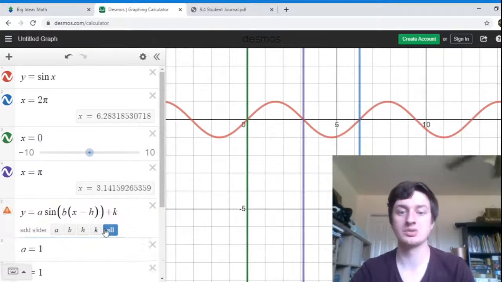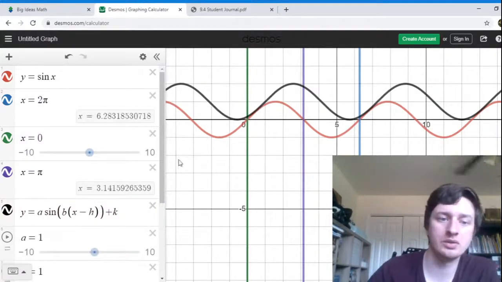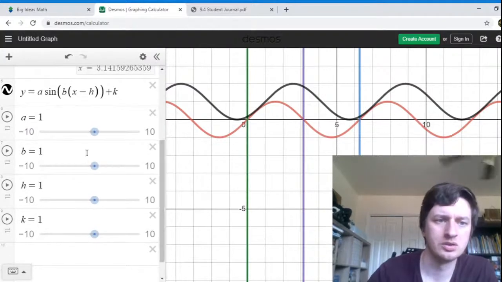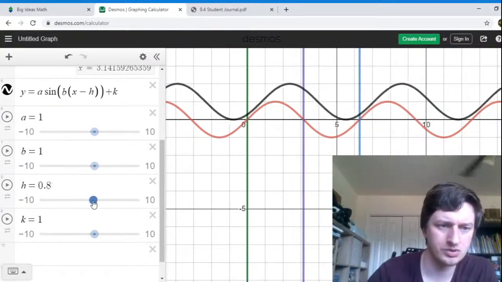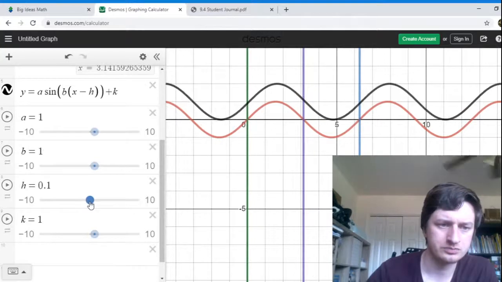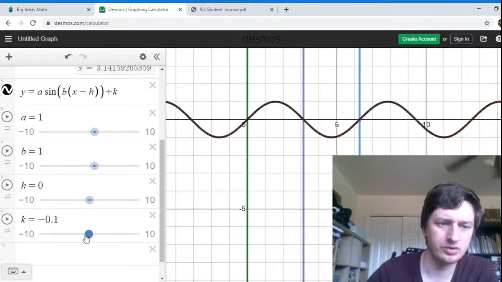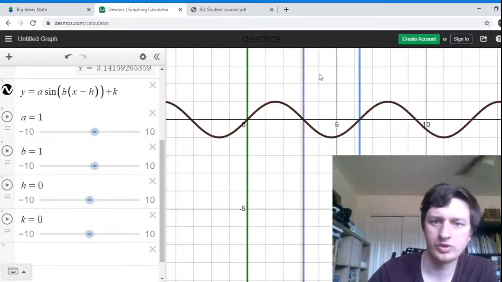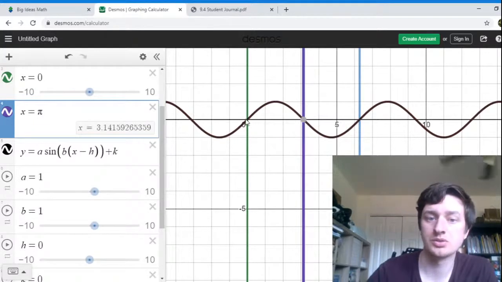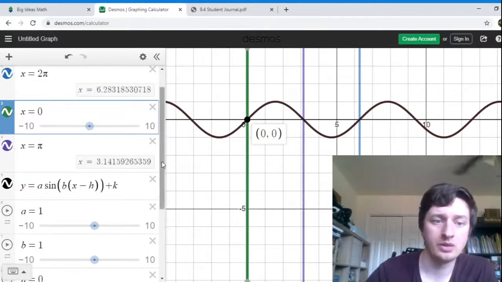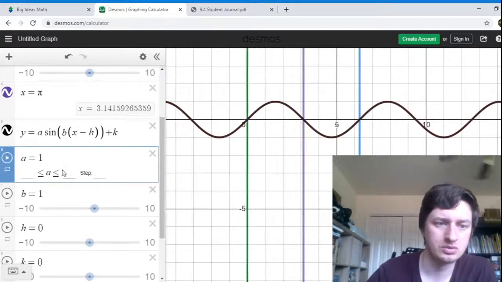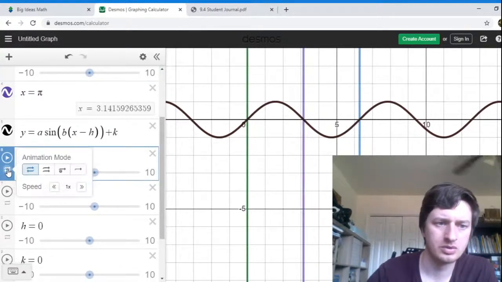And when I graph this thing, it doesn't like it. And then we can make those into sliders. And now here's my sine wave, and these all start at 1, so it's not super useful. A should be 1, B should be 1, h should be 0. Okay, so you'll notice it lines up with my original sine function. Here's the starting point at 0. And we can use these to animate.